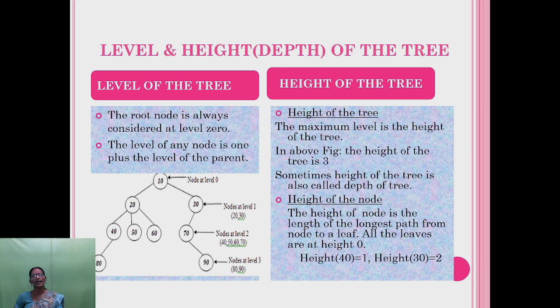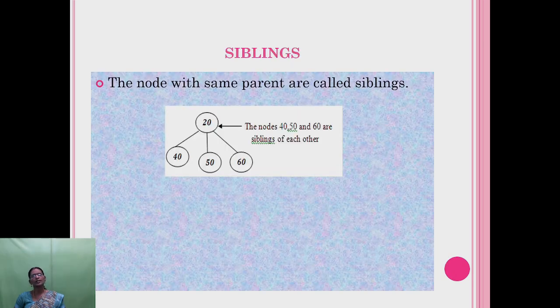This is the level and the height of the tree. And then the siblings. Nodes with the same parent are called siblings, like sisters or brothers. Nodes that are derived from the same parent are called siblings. So here 40, 50 and 60 are the siblings of each other, all children of 20.